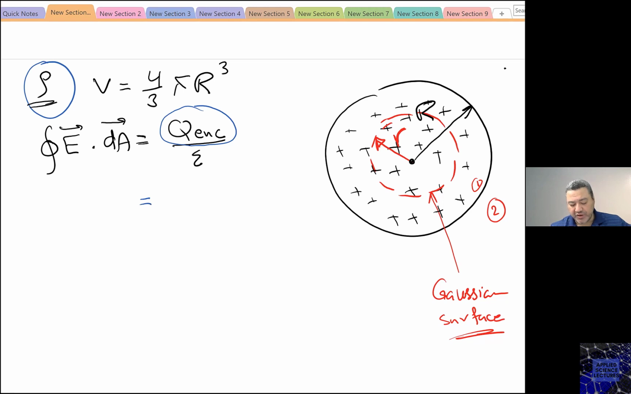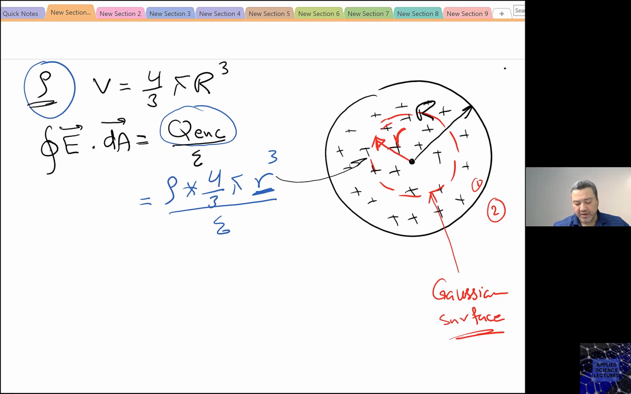So here, this Q enclosed now, I will replace it with the following. The charge enclosed here would be rho times the volume of the Gaussian surface. And what's this volume of the Gaussian surface? It is 4 over 3 pi r small letter cubed, divided by epsilon. So this is my enclosed charge, which is defined by this Gaussian surface.